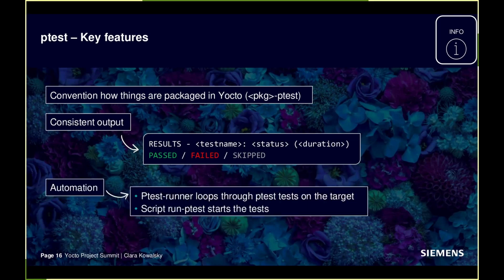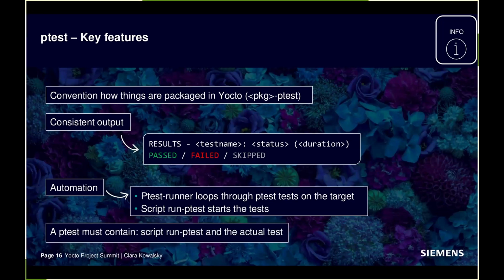How can we actually run the Ptests? For this, we have 2 files that help us. We have the ptest-runner. This is a small C application that loops through all the installed Ptest test suites on our target and runs them in sequence. And then we have the run-ptest shell script that will actually start the tests. So this is individual to every test. So the minimum a Ptest must contain is this run-ptest shell script and the actual test.